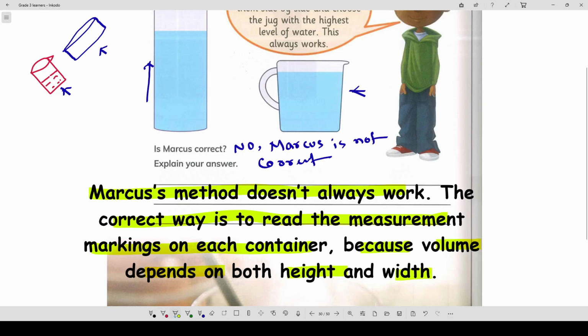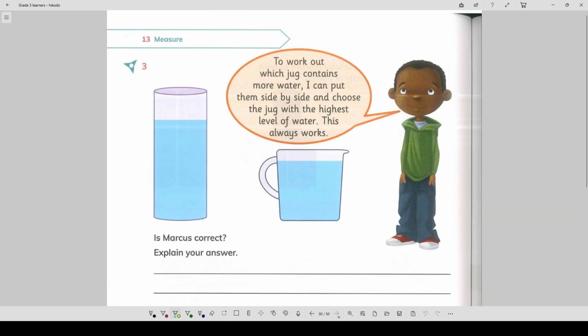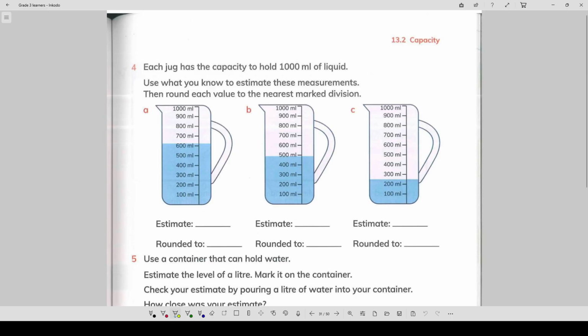Okay, so I hope you cleared this one. Number 4: each jug has the capacity to hold 1000 ml of liquid. Use what you know to estimate this measurement, then round each value to the nearest marked division.